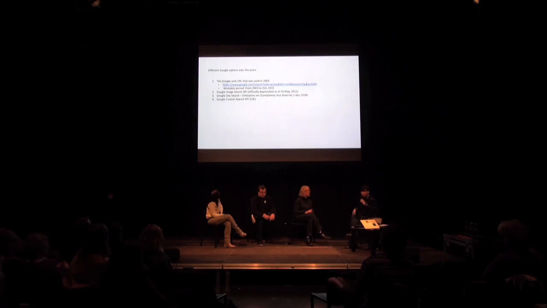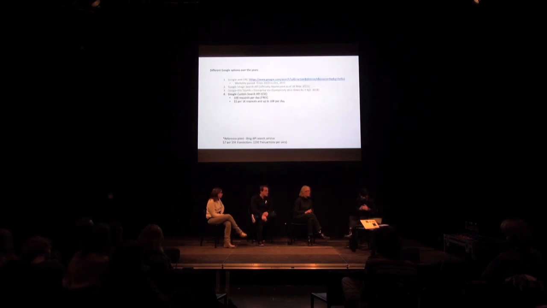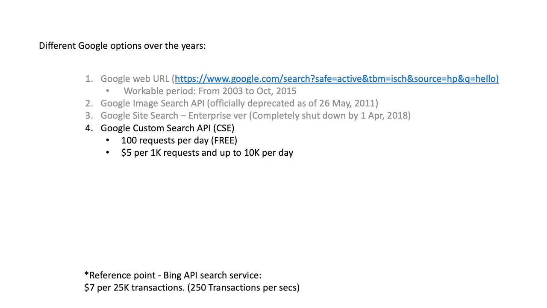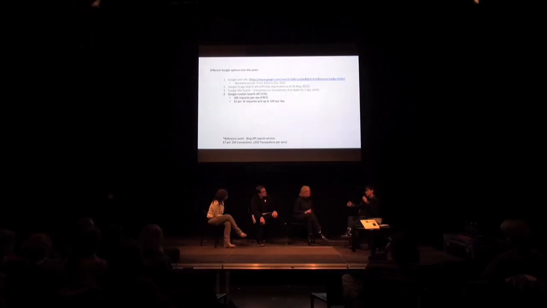So what we are using right now is something called Custom Search API. There are 4 different options that we have explored, and there are 2 options under this category that we are using. We are using the first one, which is 100 requests per day, which is free. We also have another option that Cornelia just mentioned, which is $5 per 1K requests and up to 10K per day. So which is also not unlimited and also needs quite an amount of money in order to get access.